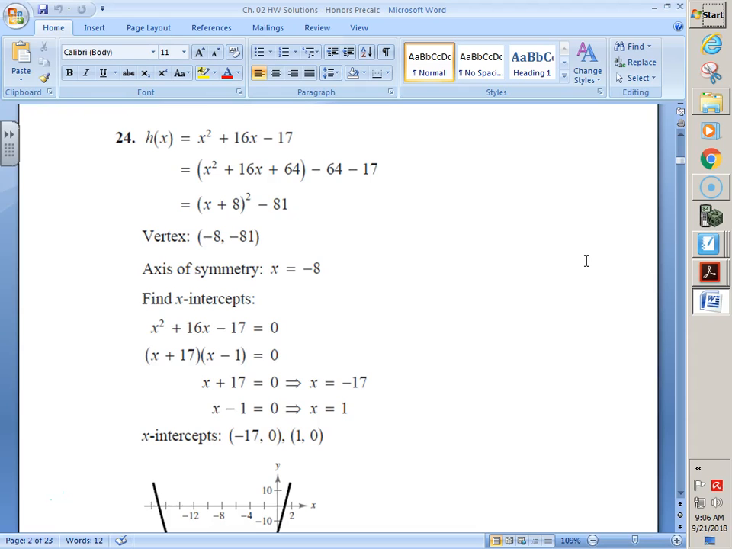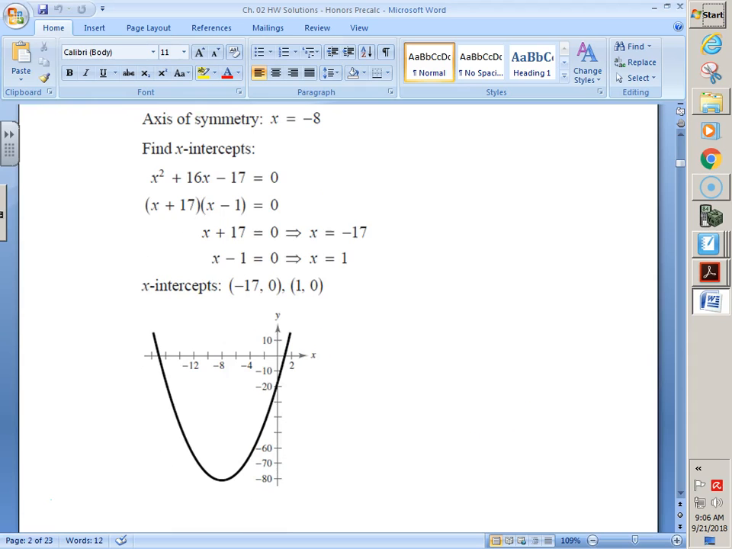Didn't have to pull anything out. Taking half of 16 is 8. 8 squared is 64. Put it on the inside, put it on the outside. We would have put it in a different order, but either way. Inside, outside, factor it. Square root the 64 or half the 16. It's a positive because of the positive. Our vertex is, are you getting it? Negative 8. You're not making that mistake still, are you? Negative 8, negative 81. Watch out for those signs. Axis of symmetry, negative 8.